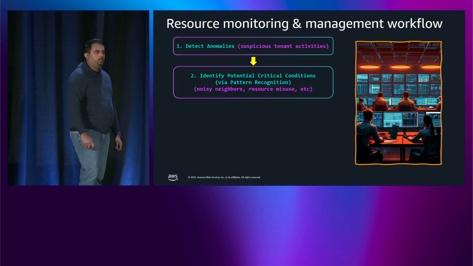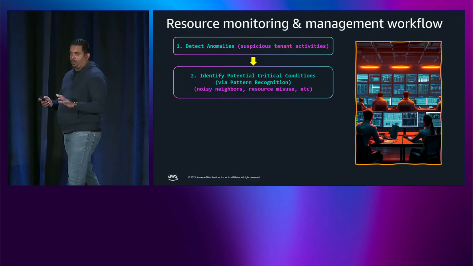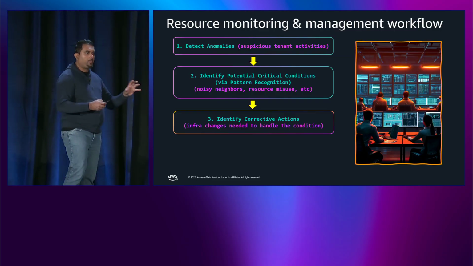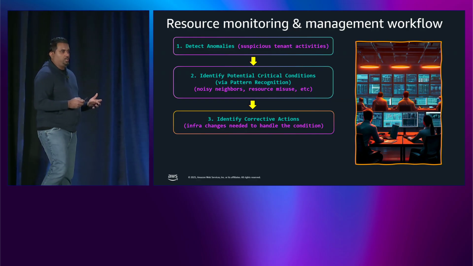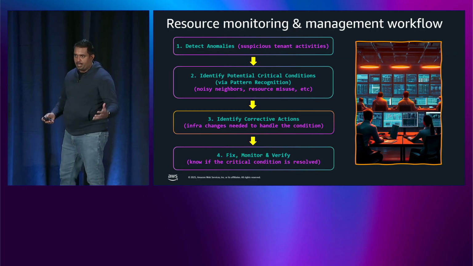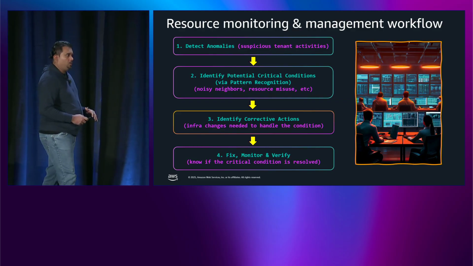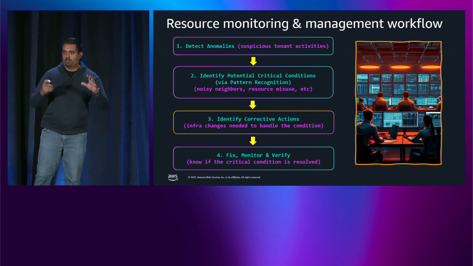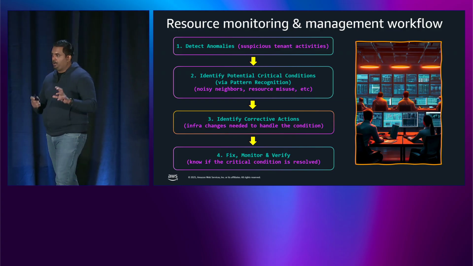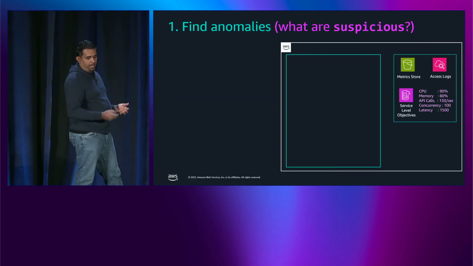So for that, with GenAI, we can leverage pattern recognition. So once we know the potential critical condition, then we can get GenAI components focused on looking at them and identify the corrective actions, which are the infrastructure level changes that we need to do to mitigate those conditions. And then we can go and fix them, monitor them, and then verify if the condition has been resolved. Now, when you want to automate this for your SaaS application, certainly there will be more steps coming up, but I would consider this as the bare minimum that you need to automate anyway. So let's see how this flow can be implemented using GenAI technologies.